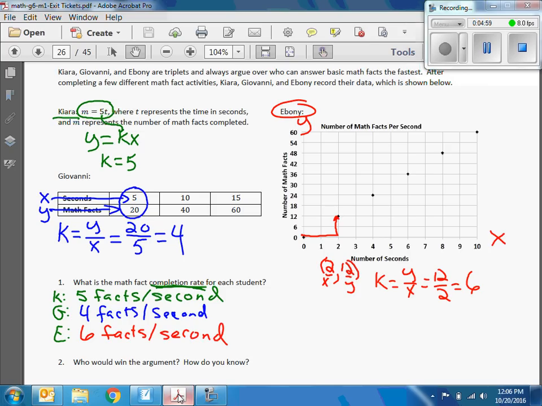Okay, so I answered question 1. What's the math fact completion rate for each student? Number 2 says, who would win the argument and how do you know? Well, Ebony, 6 is more than 5 and 4, so you would say Ebony would win the argument because she can complete 6 math facts per second, where Kiera could only do 5 and Gio could only do 4.